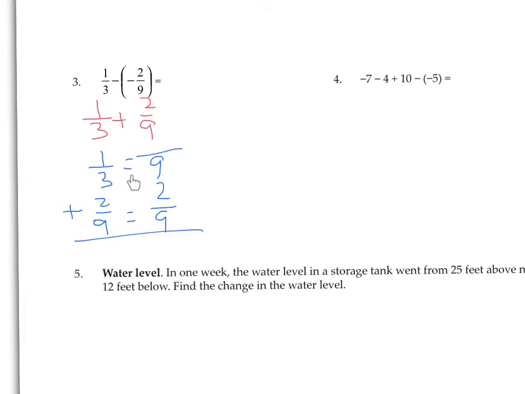Remember, it's 3 times what makes 9. So 3 times 3 makes 9. So times 3 on the top gives us 3/9 plus 2/9 makes 5/9. And it's positive because all the negatives were gone once we simplified.